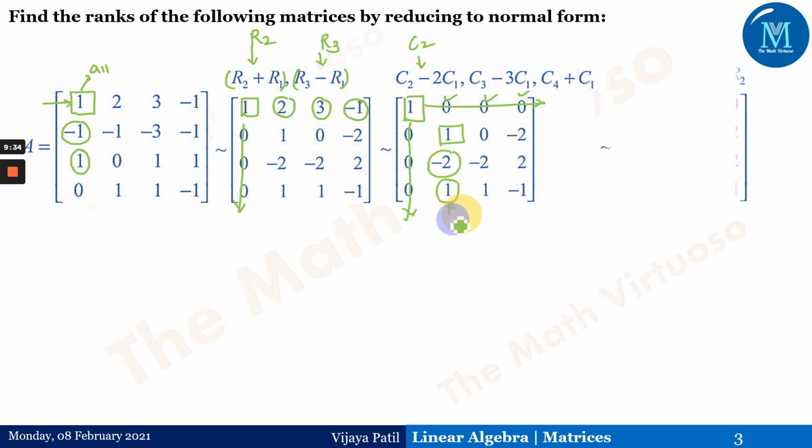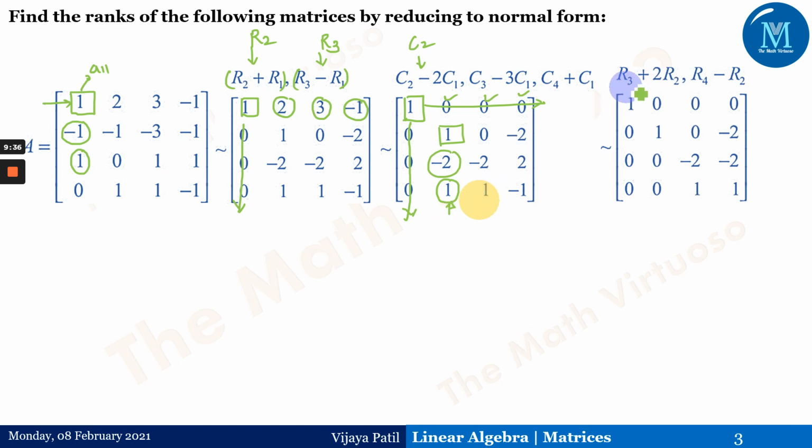This 1 as 0, using the transformation R3 plus 2 times R2 and R4 minus R2. So the corresponding elements would also change according to this. If you observe this, we have got 1 here, and below that everything is 0. What is to be left? This is already 0 here. So I have to make this -2 as 0. So the transformation, please do the remaining things here.